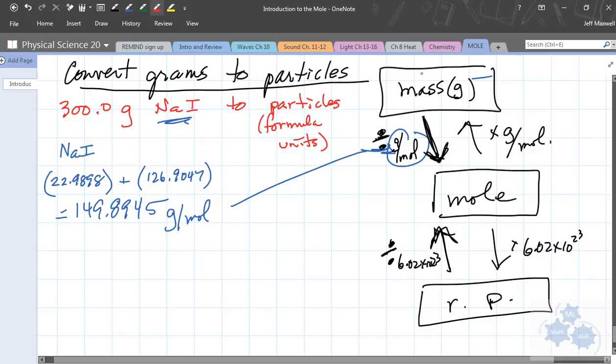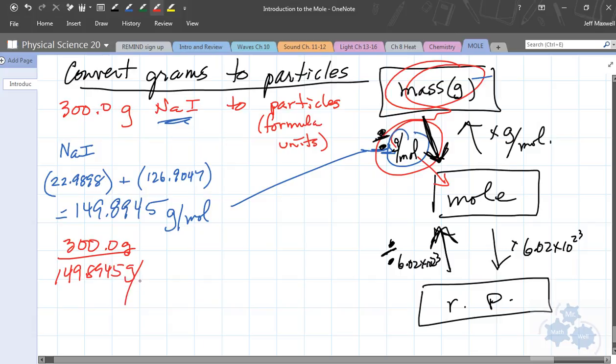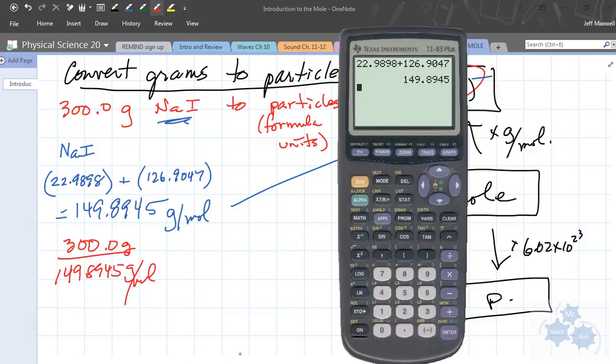So now we do our first step, mass divided by grams per mole to get moles. So that's going to be 300.0 grams divided by 149.8945 grams per mole of that substance. So a little trick on your calculator. If you don't have an answer button, which most of your calculators should, you might not like this, but this division by 149.8945 could also be a multiplication of 1 over 149.8945, right? You multiply it by the reciprocal.